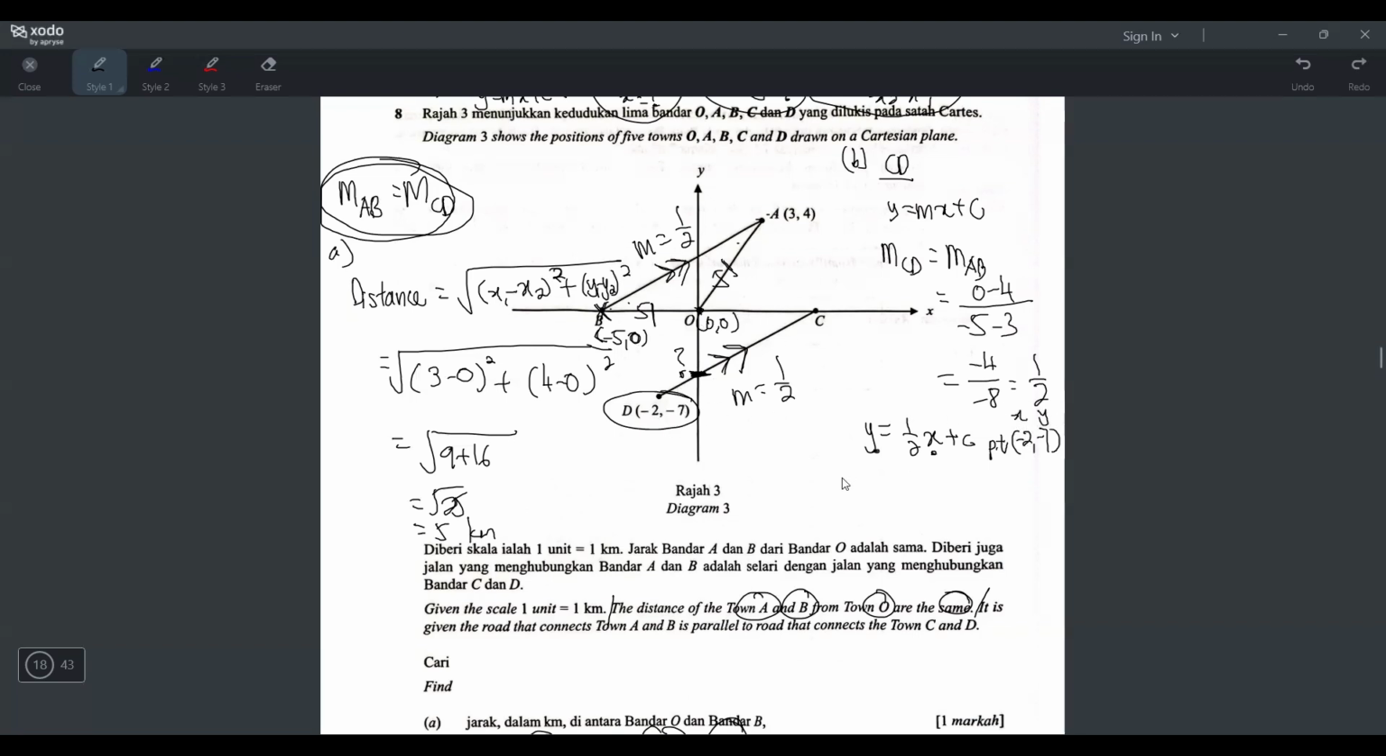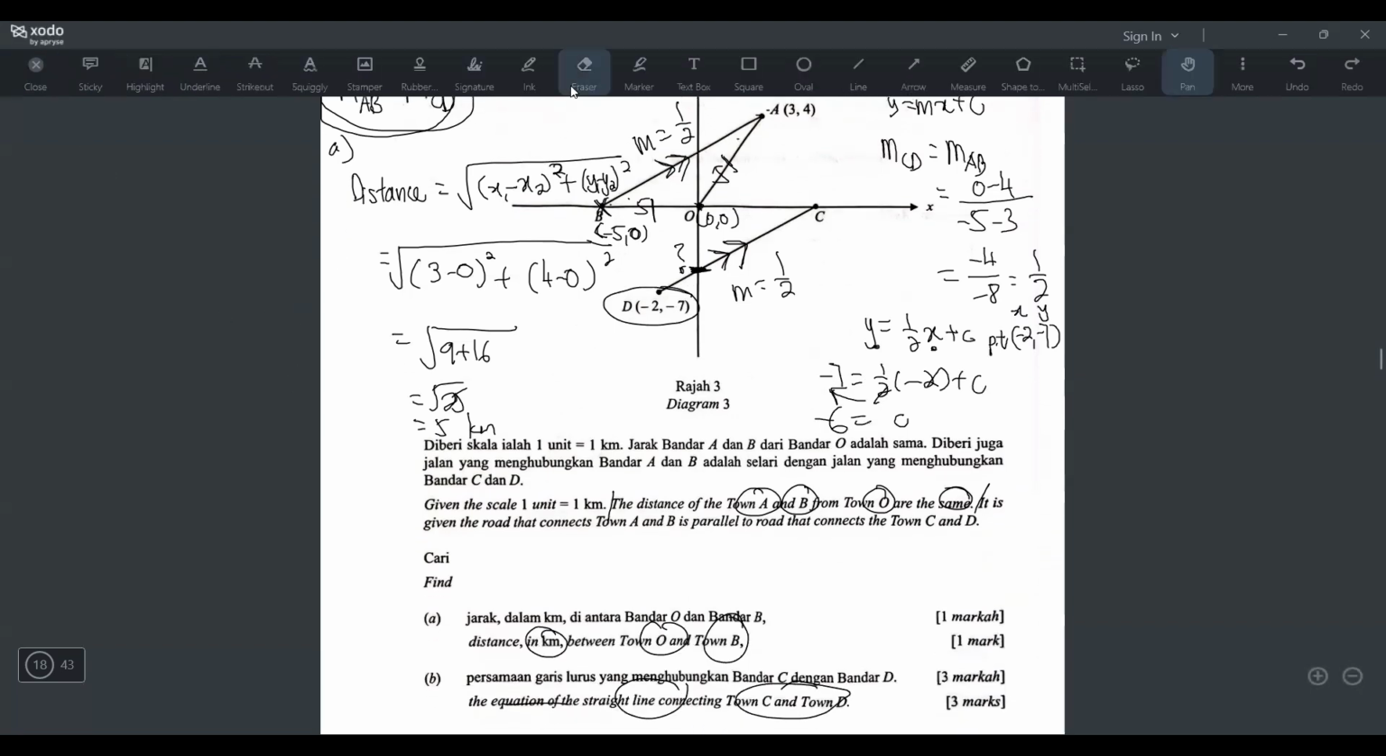Replace X with -2 and Y with -7. So it becomes -7 equals 1 over 2 bracket plus C. X is -2, cancel out, left with -1. Move it over, it becomes +1. -7 plus 1 is -6. Okay. Feel free to use your calculator to help you.